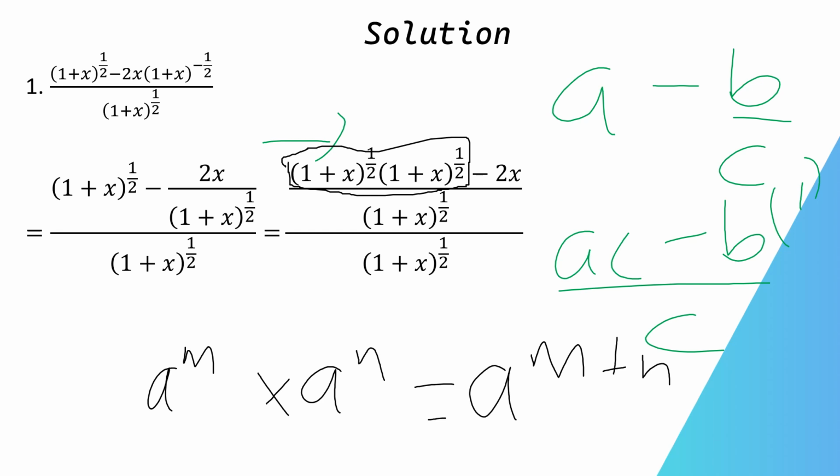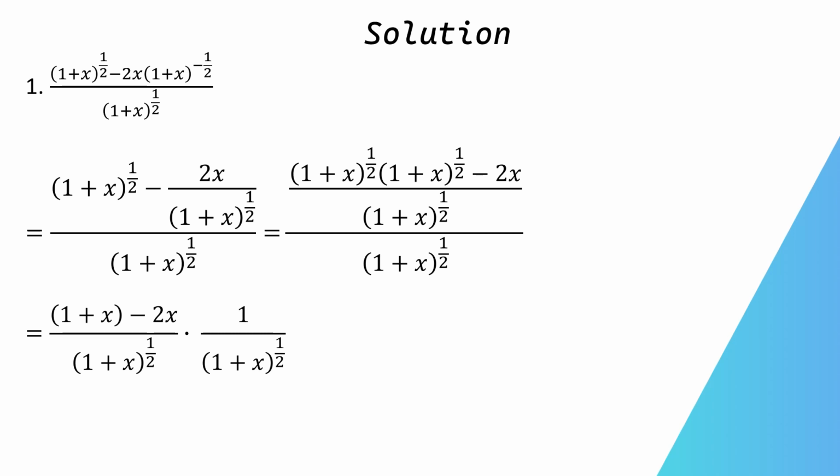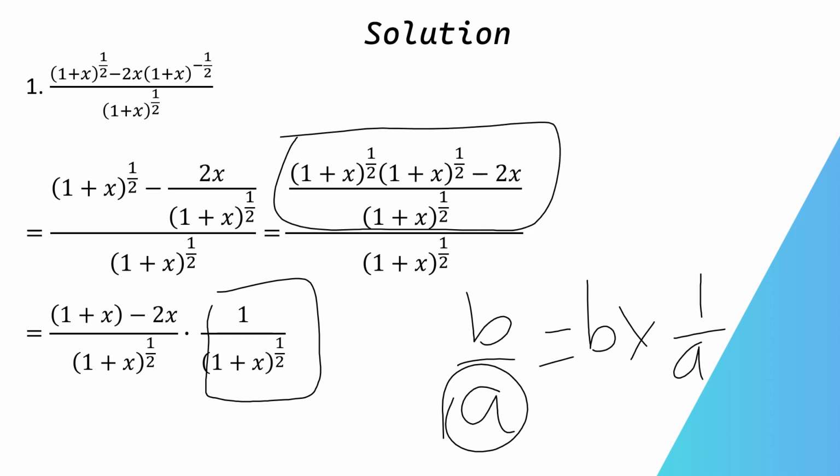Okay, so we can further reduce this. And how would that look? So this is how it will look: 1 plus x minus 2x on 1 plus x to the exponent half, divided by 1 plus x to the exponent half. And now we know that b over a is the same as b times 1 over a. So here we brought it out. The denominator was a. Now we said b times what? 1 over a. So let's say this whole thing is our b. That's what we've done right here.